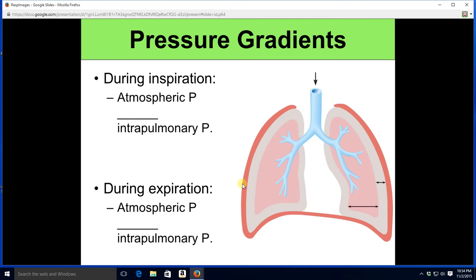Okay, so obviously in order for air to move, there has to be a pressure gradient. During inspiration, atmospheric pressure has got to be greater than intrapulmonary pressure. So in order to inspire, we make our lung pressure drop below atmospheric. We create a gradient, and air flows in until that gradient is abolished. When we breathe out, atmospheric pressure has got to be lower than intrapulmonary pressure. So we raise our lung pressure until it exceeds atmospheric, and then air is going to move out. Okay, now how do we achieve those pressure changes? Hold your horses. We'll get to that soon enough.